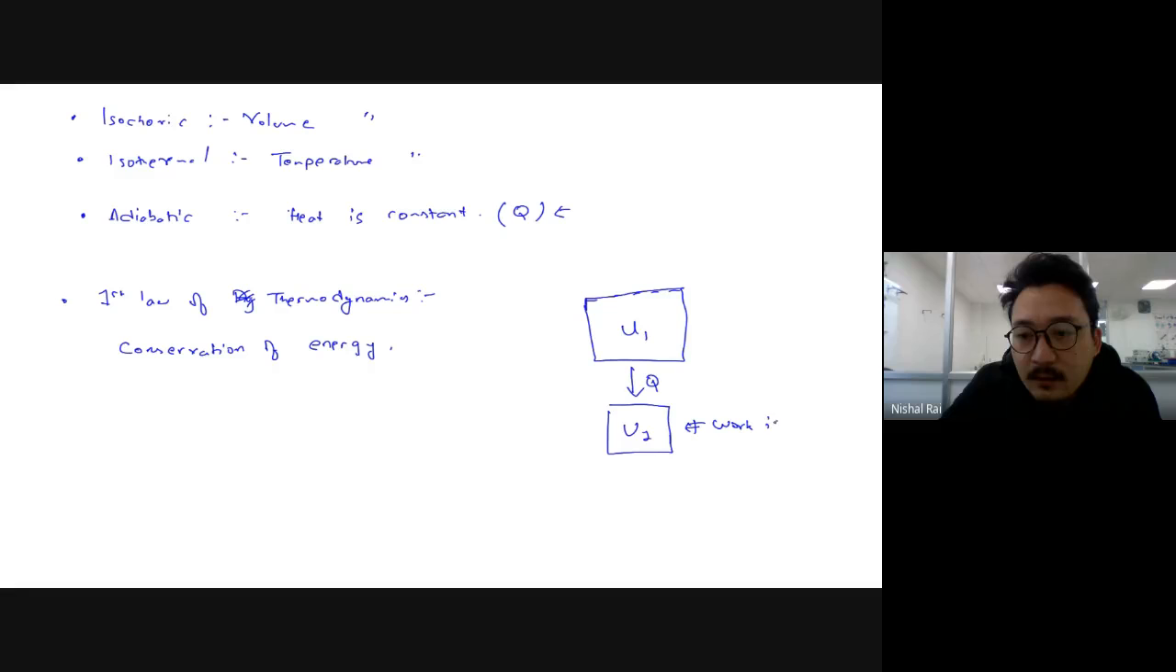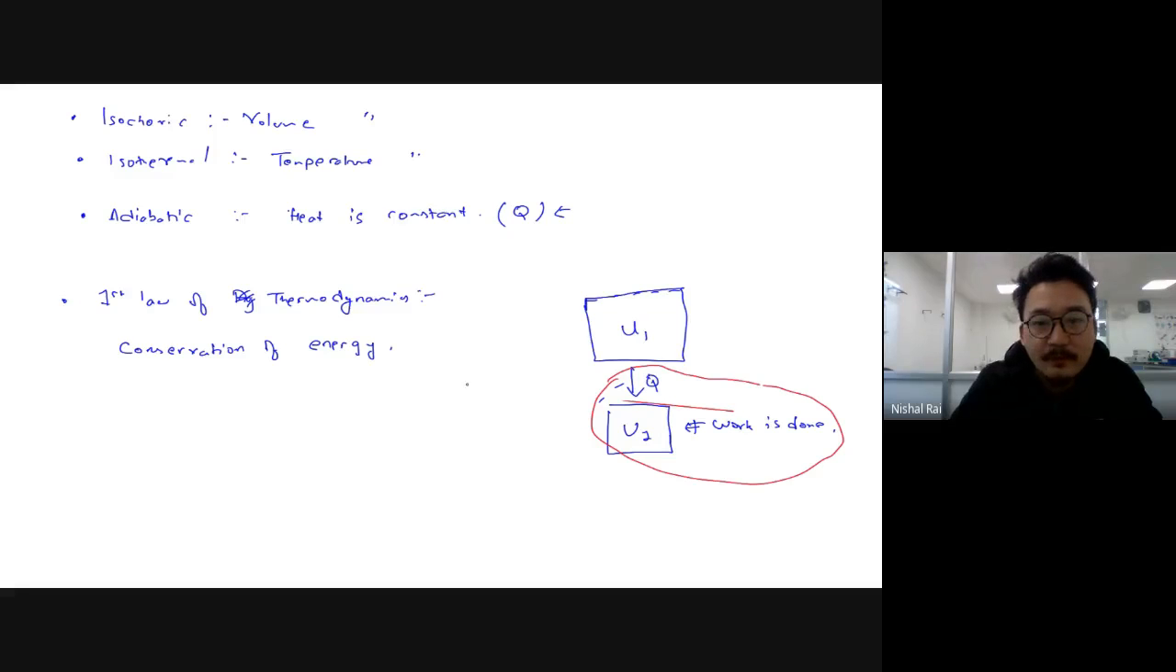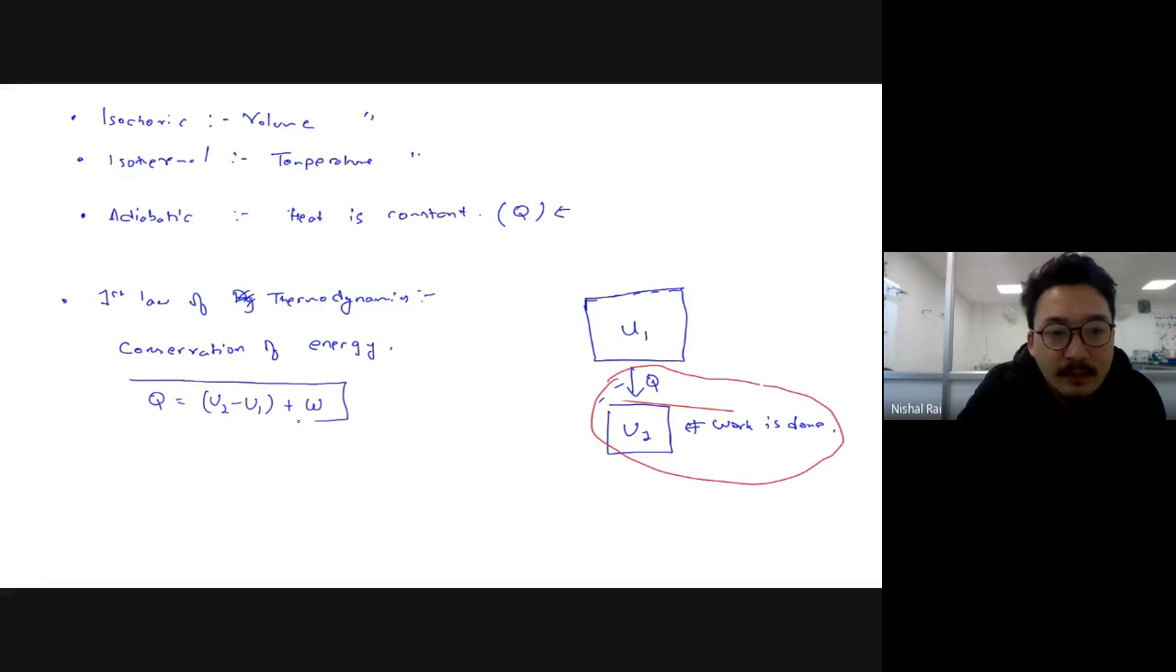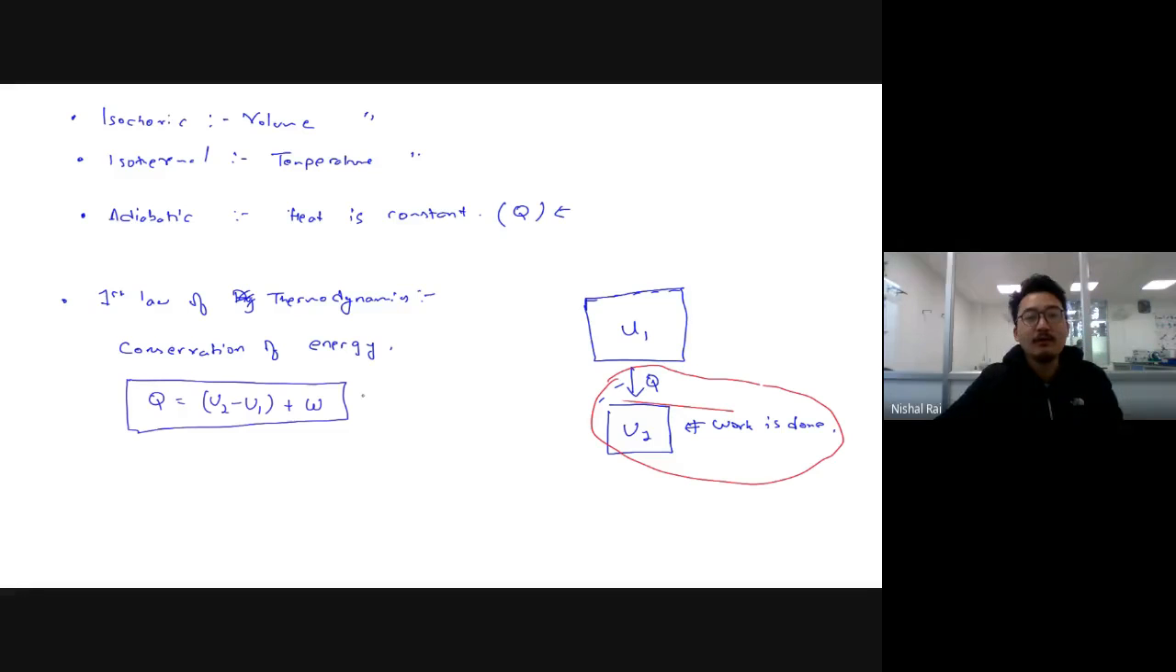Then your total energy should be the sum of the change in your internal energy plus your work done. That is basically a conservation of energy. If a Q amount of heat is supplied to a system and it went from U1 to U2, this is a change in your internal energy plus whatever the amount of work is done. Clear? This is basically your first law of thermodynamics.